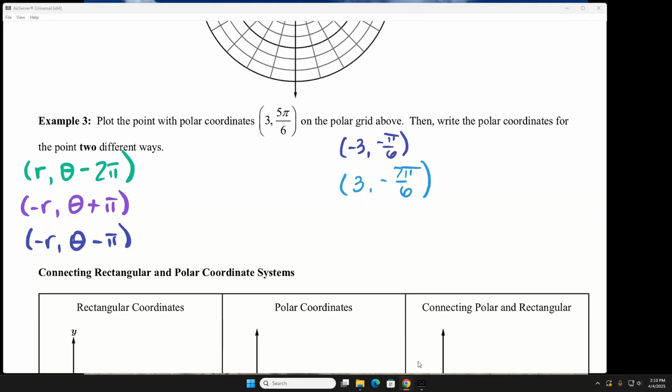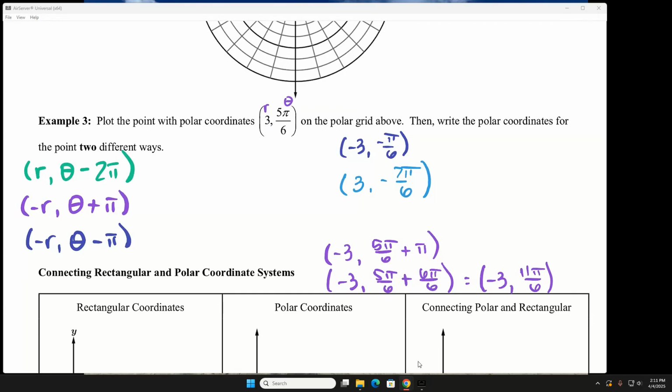If you're one of those people that just really wants a formula to follow each time, we could take r, which in this case is 3, and do the opposite, and then take 5 pi over 6 and add pi to it. Now, hopefully by now you know whenever you add fractions, you need a common denominator. And so pi is the same as 6 pi over 6. And so our final answer, when we add that, would be negative 3 and then 11 pi over 6.